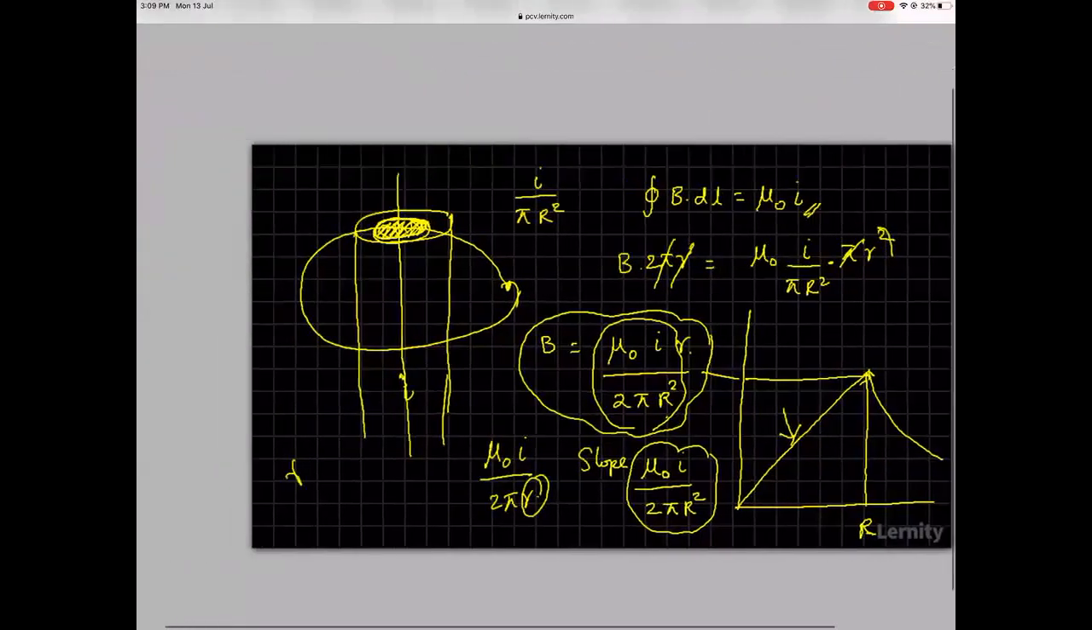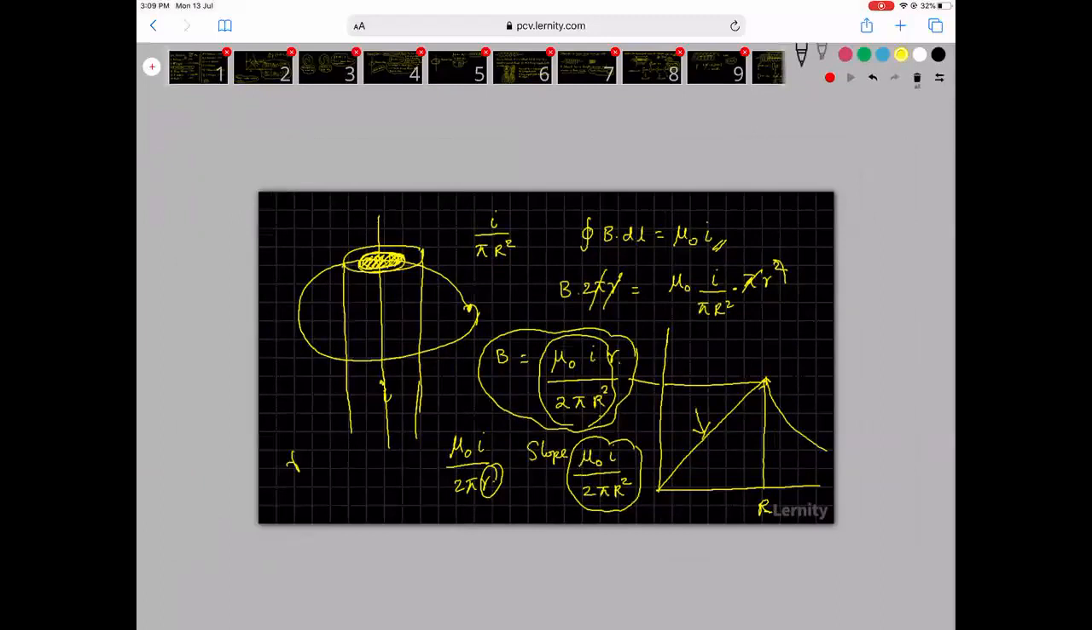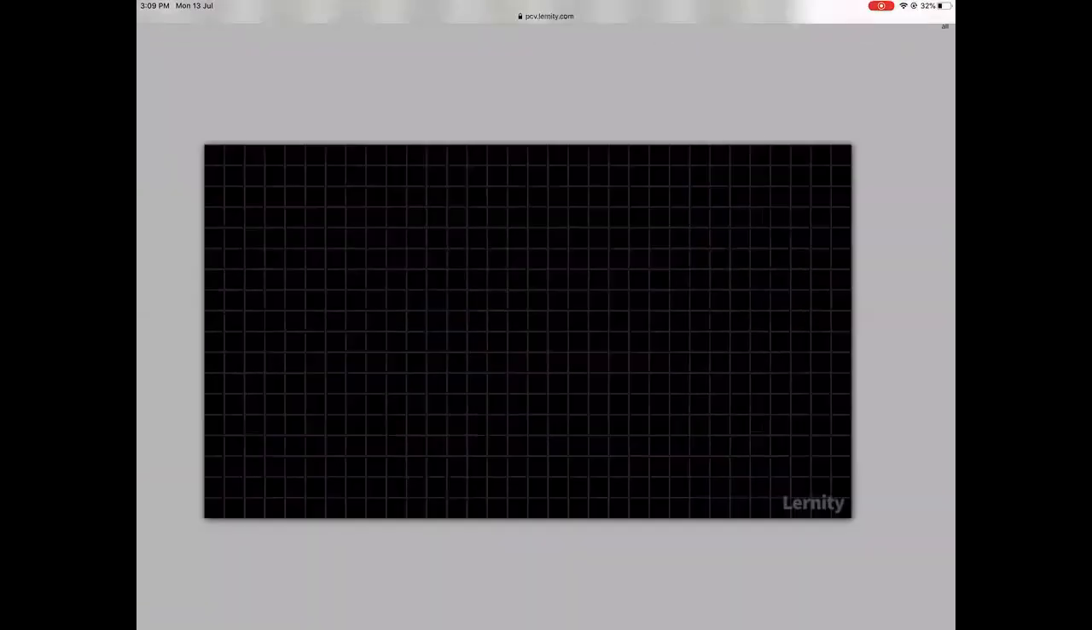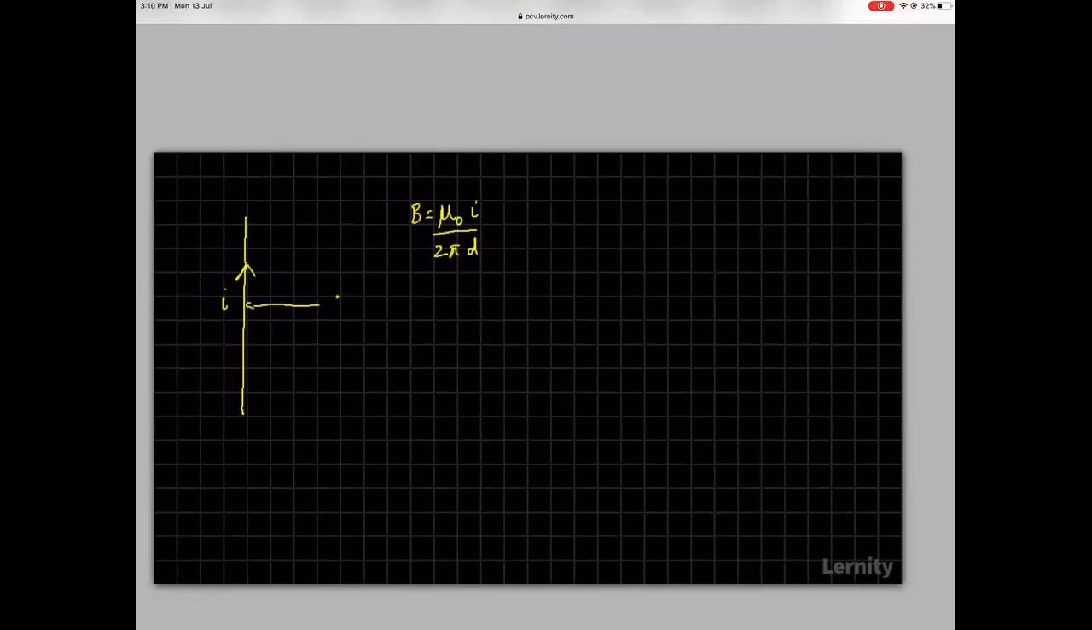Okay, so now if this is done, then we move on. So here is the next question. Theoretically we have done it, but there are a few more applications which I want to work with. Suppose there is a wire here carrying a current going this way. At this point B is equal to mu naught I by 2 pi d. This distance from here to here is d.